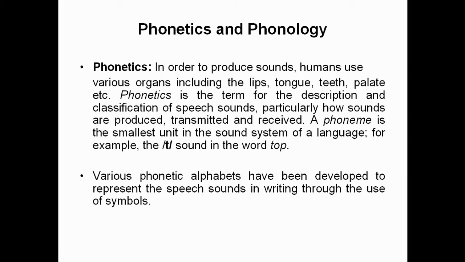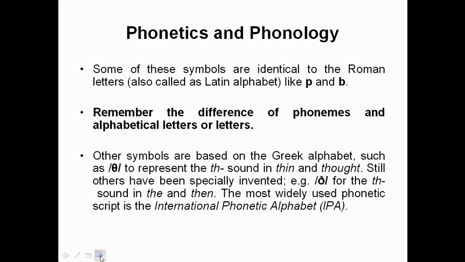And a phoneme is the smallest unit in the sound system, and this is how it is represented. T is one of the English phonemes. Various phonetic alphabets have been developed to represent the speech sounds in writing. We have been discussing IPA. Some of the symbols adopted in writing phonemes are identical to Roman letters. Like you can see this is a Roman letter and this is B. The way in ABC most of the letters are written, some of them are also taken in the phonemic form as well. Roman letters are also called Latin alphabet or Latin letters.